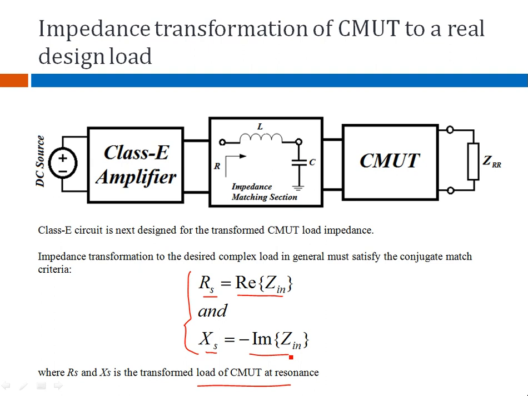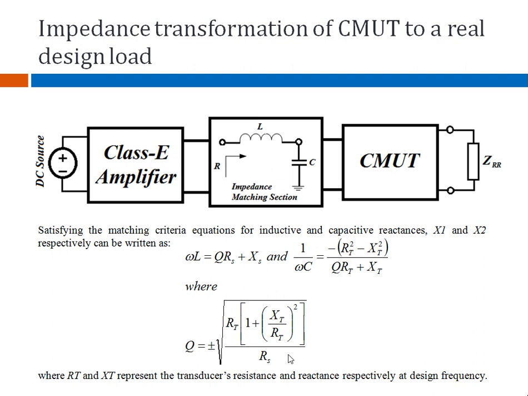Okay. So as a consequence of this conjugate match criteria, we have the equations to evaluate the lumped components of the matching network, inductance and capacitance, at a particular frequency. And it turns out that the quality factor is defined in terms of the transducer impedance. RD is the real part of the transducer impedance, XD is the imaginary part, the reactance. So once the Q is set, you can use this Q in the equations. And if you have to simplify, if there is no reactive impedance, if this is zero, well, this equation is greatly simplified. And you can find out the values of the inductor and capacitances from the transducer resistance and reactances from these equations.